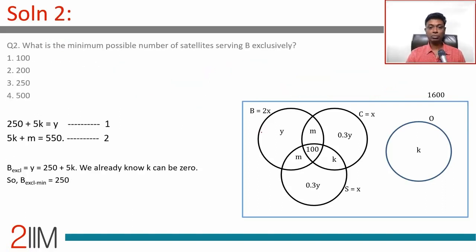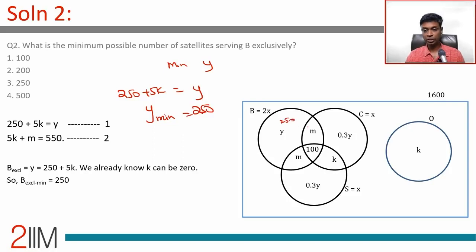What is the minimum possible number of satellites serving B exclusively? So we want to find minimum Y. We know that 250 plus 5k is Y. K can be 0. We've already seen that. If k is 0, then Y is minimum. Y minimum is 250. This will be 550. That is still a complete grid. That is possible. Minimum Y is 250. Exclusively serving B, 250.